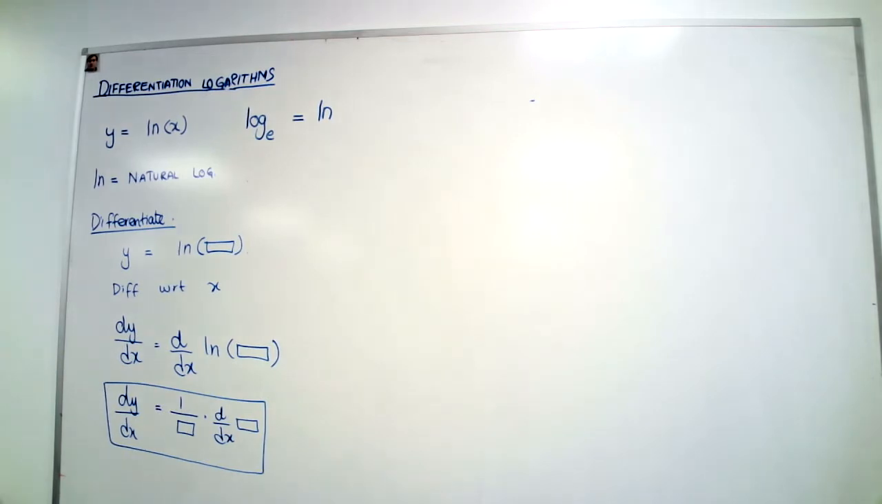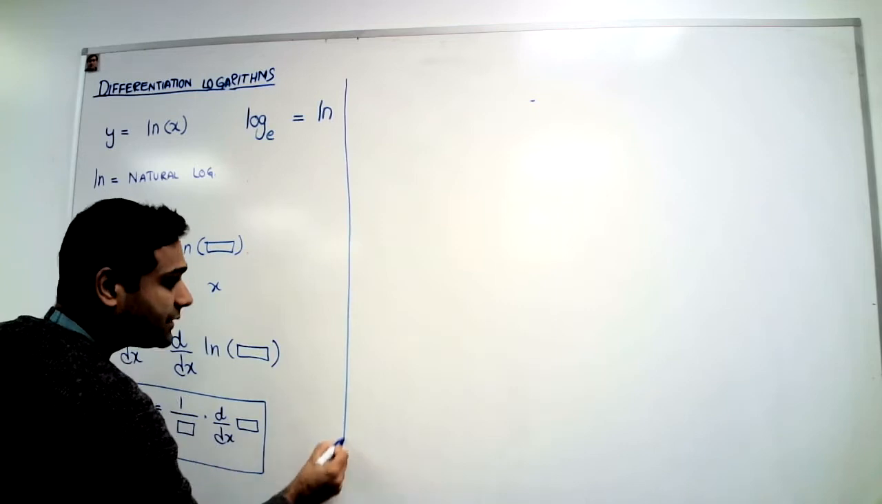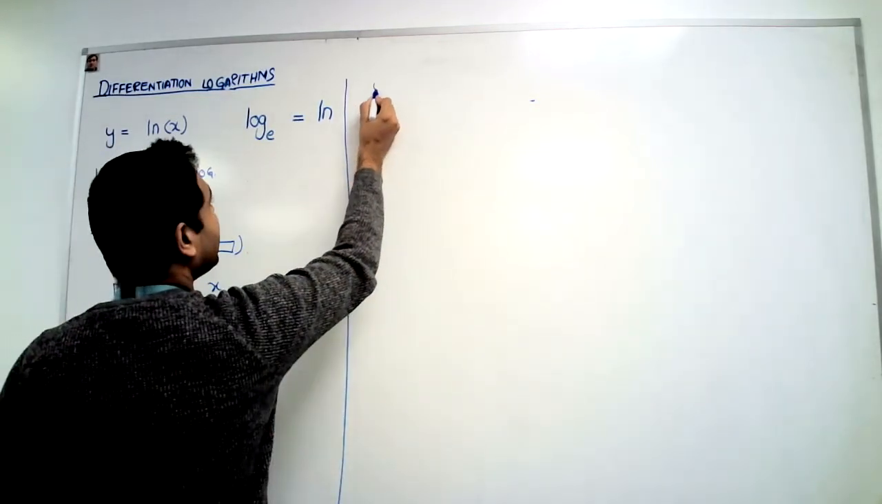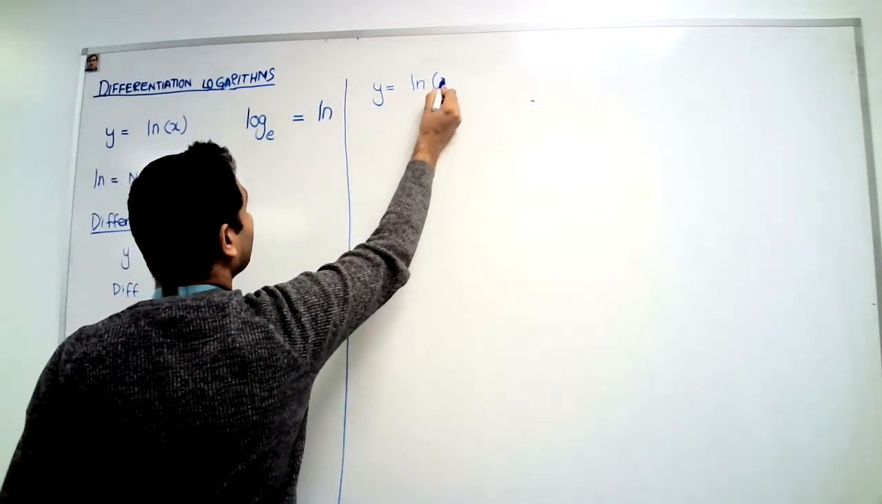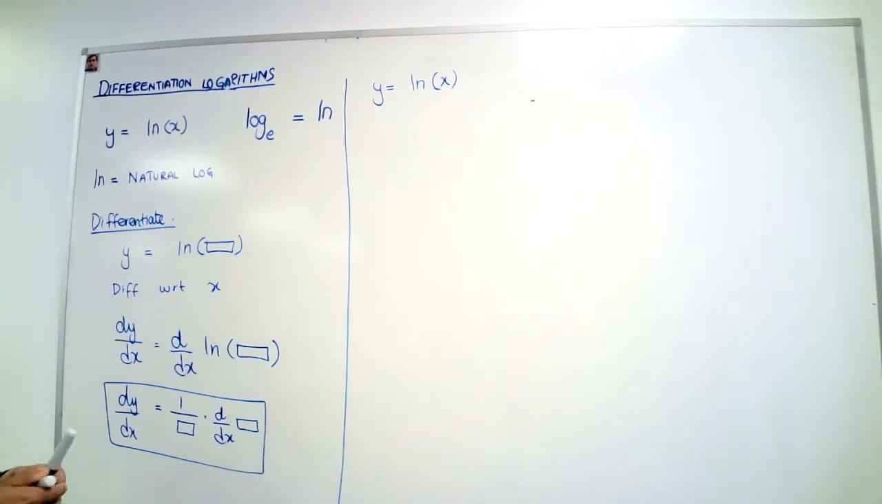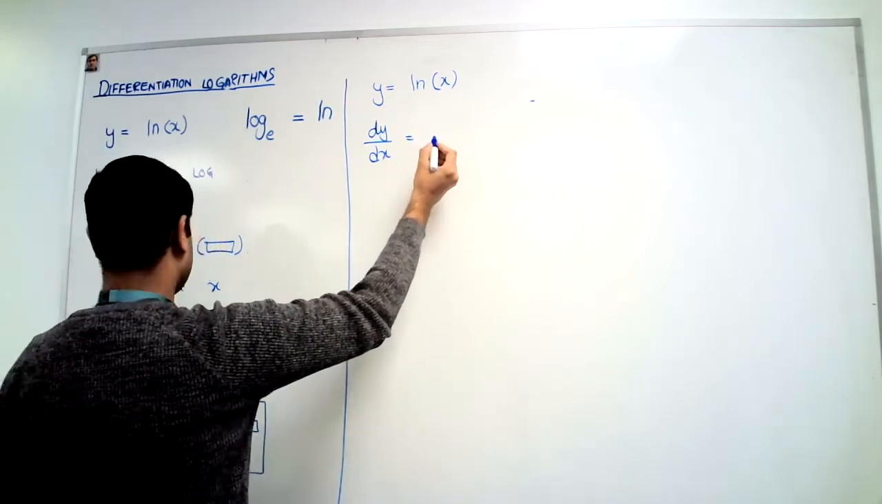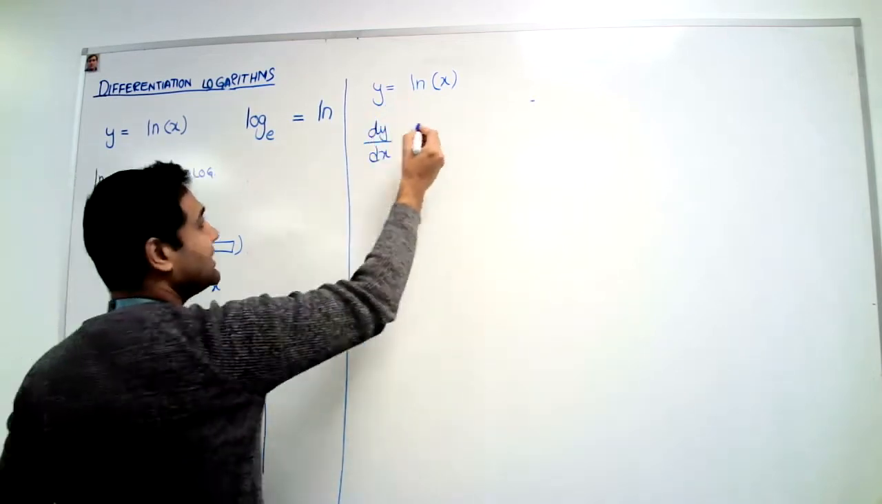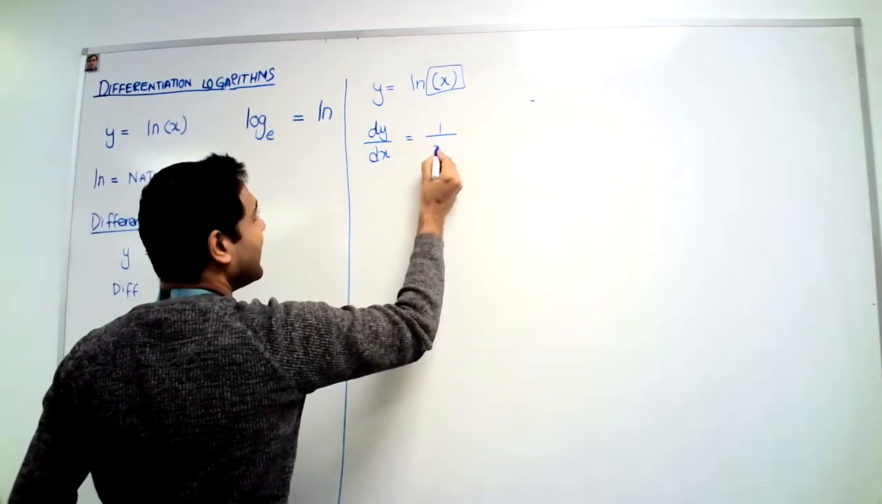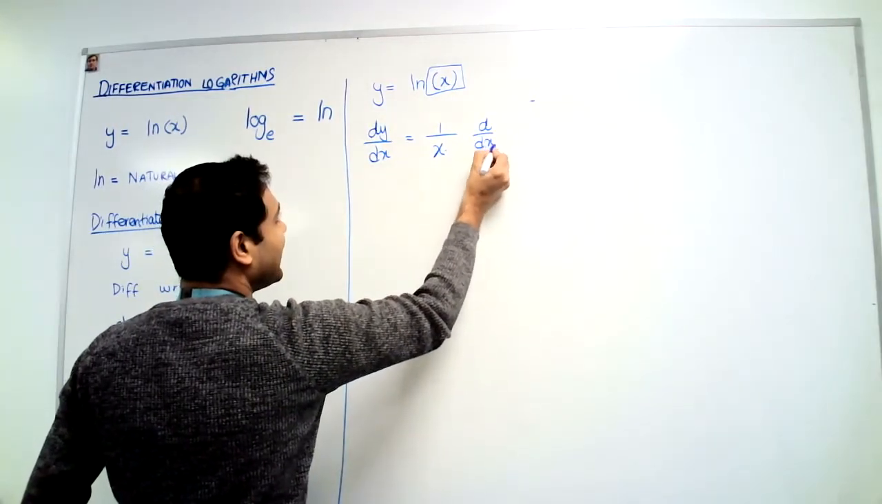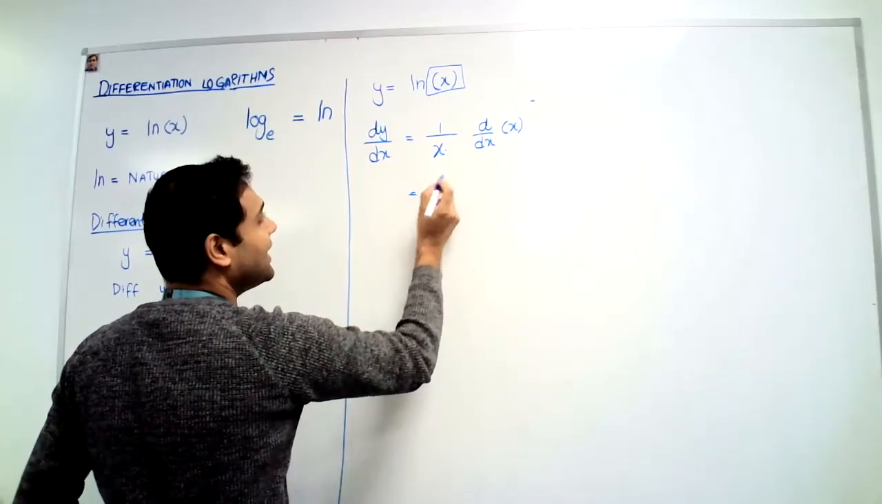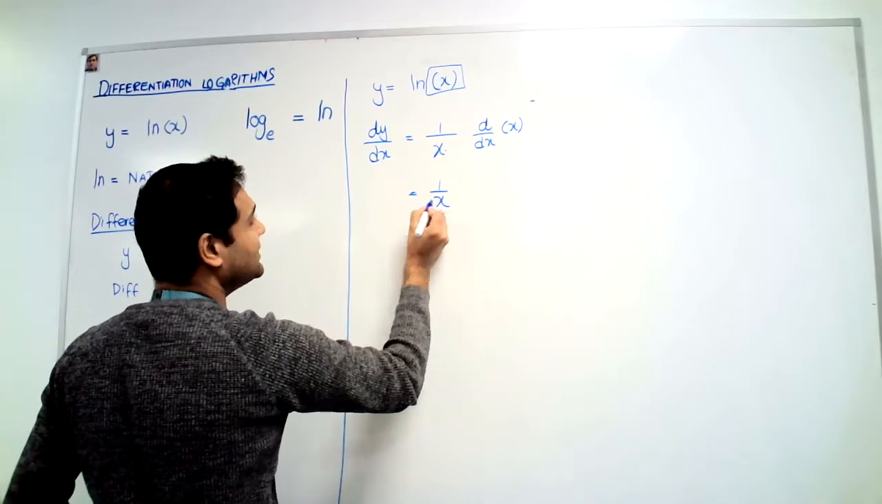Now we will do some examples, and we will see if that actually works. Now let's say if I got y equals ln of x. So in the box is an x. So I want to differentiate it. dy over dx equals, I said, 1 over the box and d over dx of the box. So box is this bit. So 1 over the x and then d over dx of the x. And I know d over dx of the x is just a 1. So the answer is just 1 over x. Yeah.